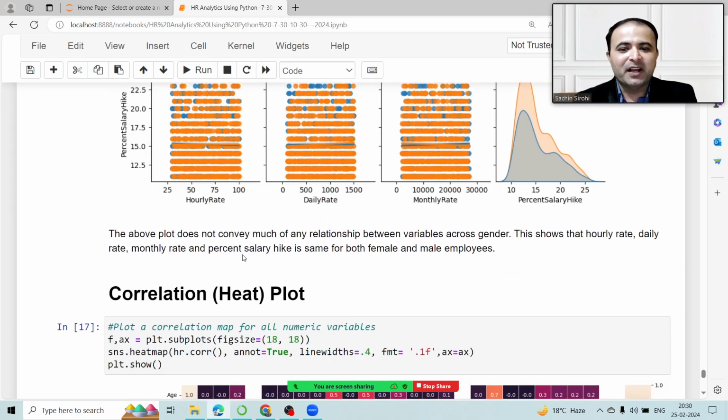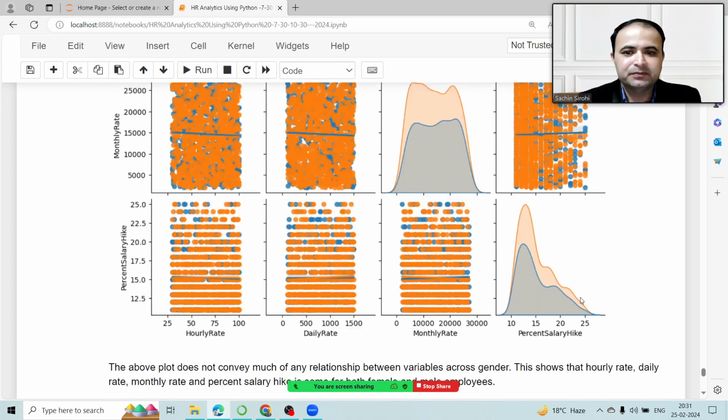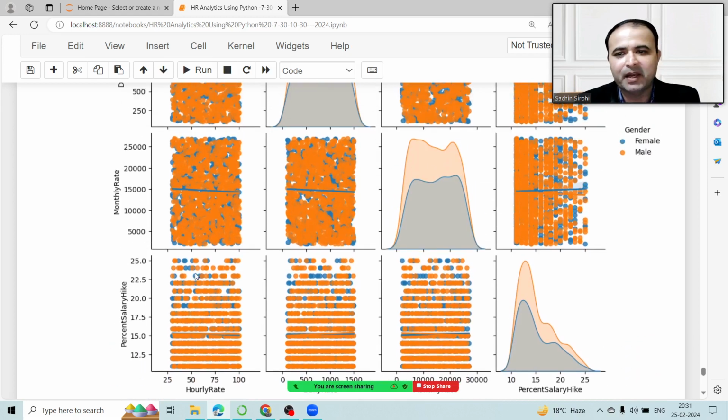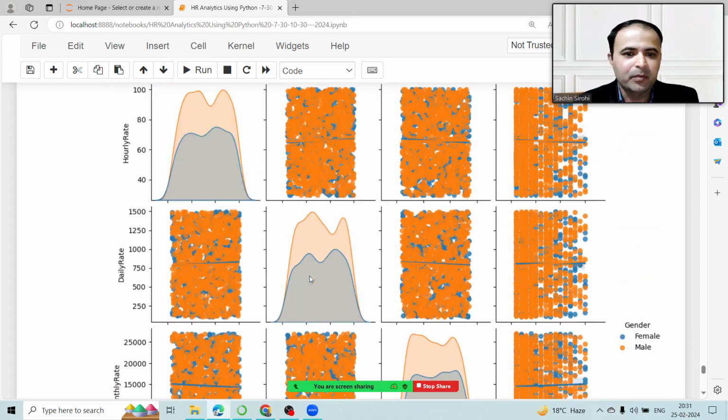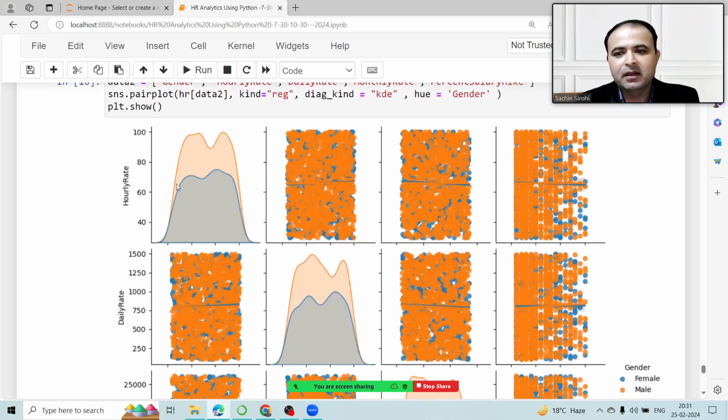So the above plot does not convey much of any relationship between the variables across gender. These show the hourly rate, daily rate, monthly rate, and percent salary hike are the same for both male and female employees. But the data is saying that for most of the females, the hourly rate is 100.